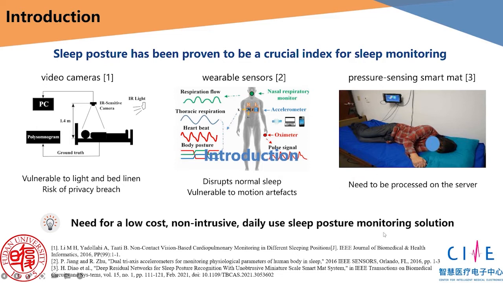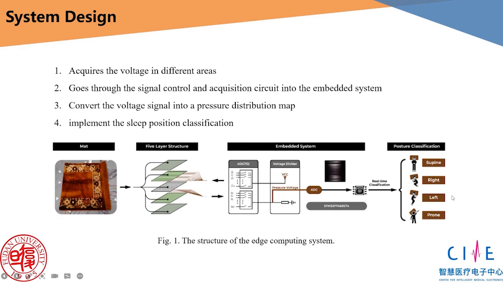However, all of the methods mentioned above are unable to be deployed in embedded systems for edge computing due to their complex algorithms, and therefore cannot be integrated directly into IoMT as an edge device. The edge system is shown in this figure. When a person lies on the mat, the force sensing mat acquires the voltage in different areas, and then the voltage goes through the signal control and acquisition circuit into the embedded system. Finally, the embedded system converts the voltage signal into a pressure distribution map and implements the sleep posture classification.